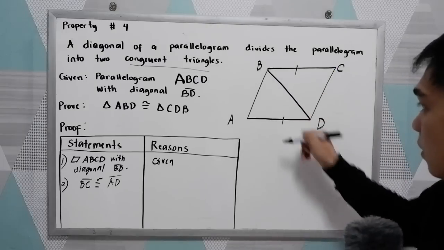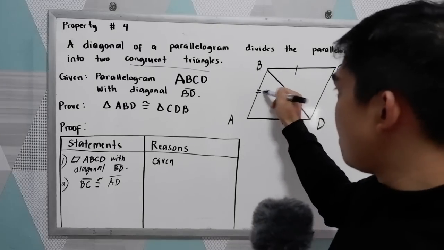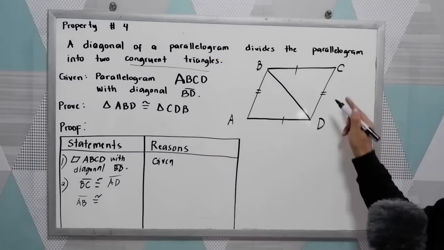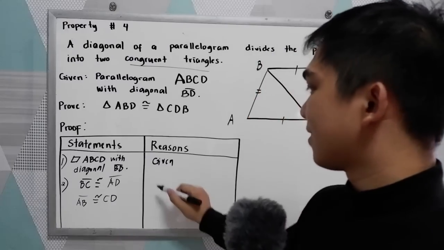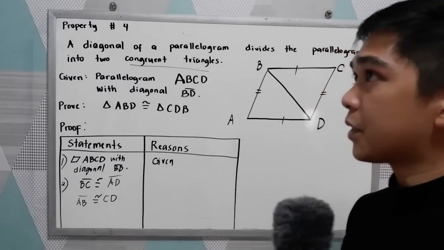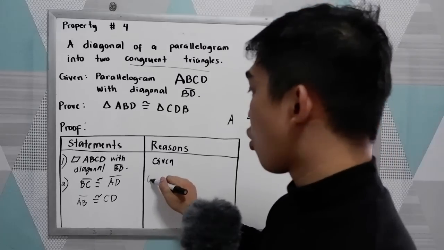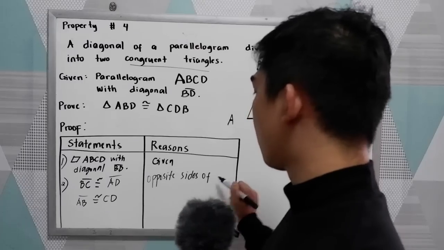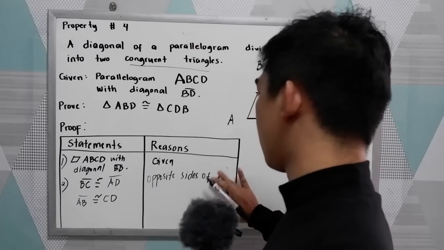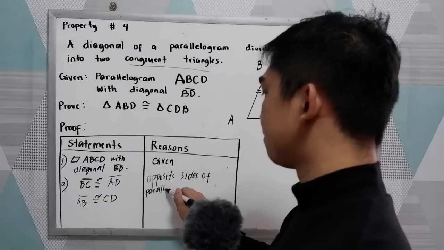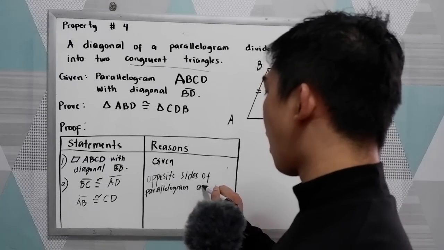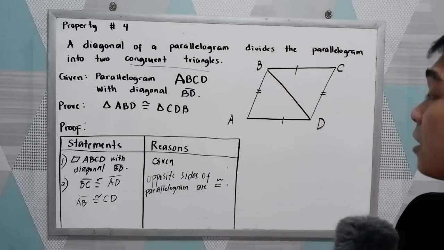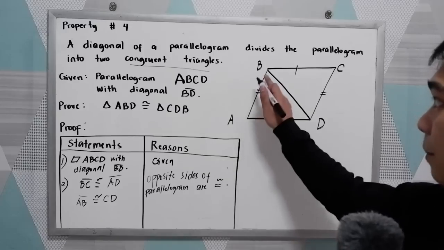And side AB is congruent to side CD. That is our property number 1: opposite sides of a parallelogram are congruent.